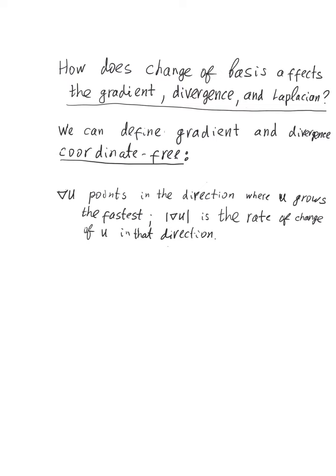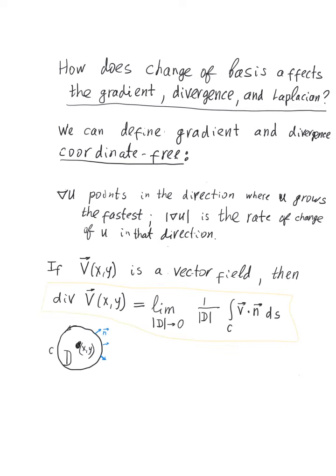How does change of basis affect the gradient, divergence, and Laplacian? First of all, the gradient and divergence can be defined entirely coordinate free. For example, the gradient points in the direction where the function u grows the fastest, as we discussed. And the length of the gradient vector is simply the rate of change of u in that direction. We can also define divergence coordinate free.